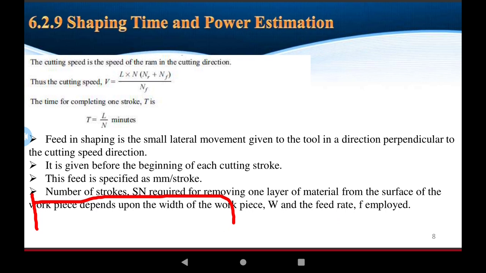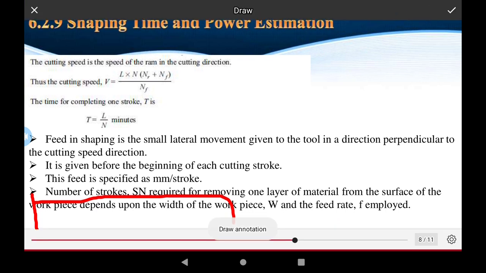The other formula is used in these operations, and some points are discussed for the cutting speed. The speed of the ram is in the cutting direction. The cutting speed of these machines is represented by V, and V equals L, where L is the length of the bull gear, and N is the number of rotations of the bull gear.